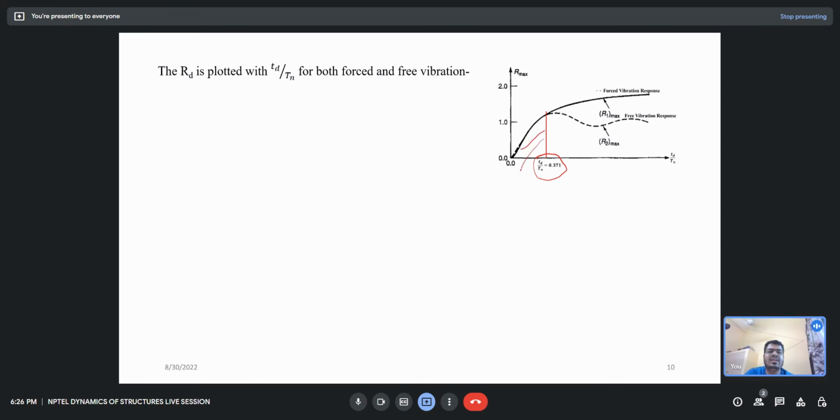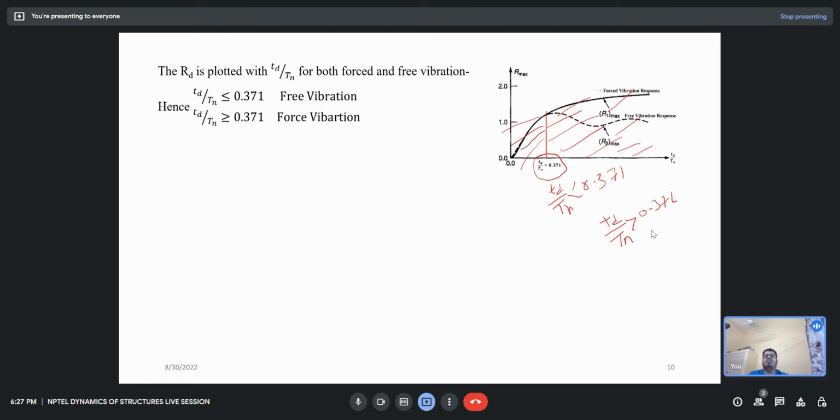If my period range is such that Td by Tn is less than 0.371, then my maximum response can be calculated through the free vibration response. If my Td by Tn is greater than 0.371, my response would be governed by the forced vibration response. I have also written this here: if Td by Tn is less than 0.37, it is the free vibration phase, and if Td by Tn is greater than 0.37, then it is the forced vibration phase.